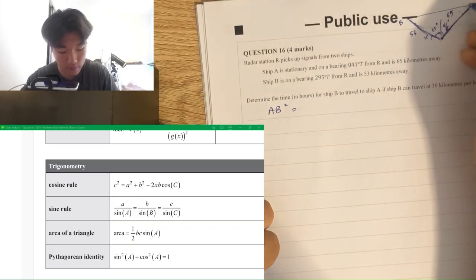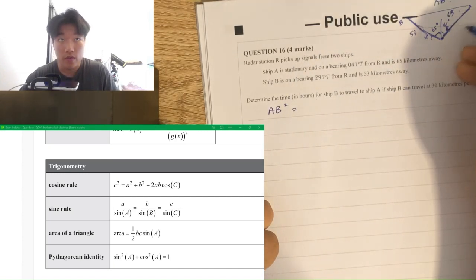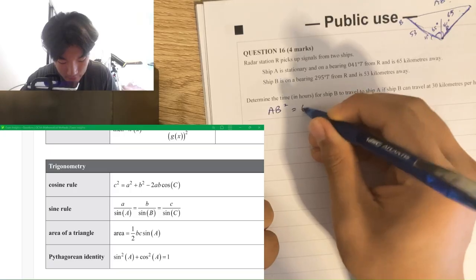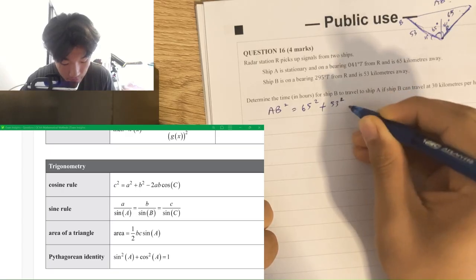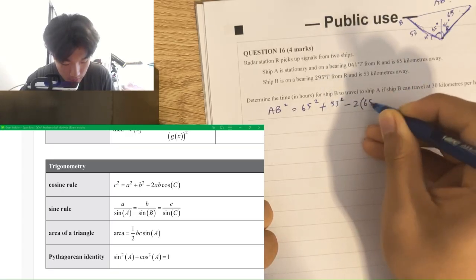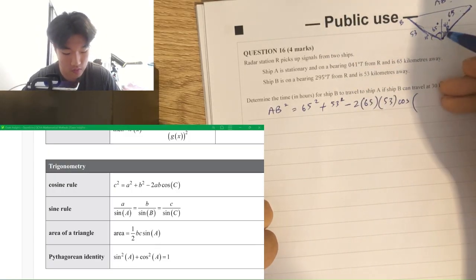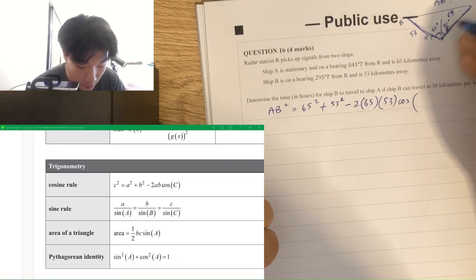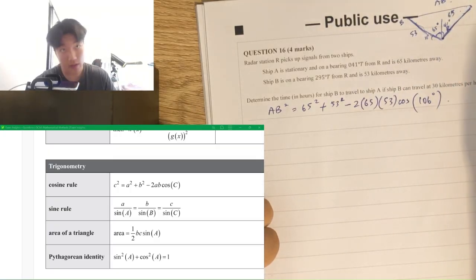So AB squared equals, we know this length, 65 squared, plus we know B, which is 53 squared, minus 2 times 65 and 53 cosine of the angle C, which in this case is this. So 65 plus 41 is 106 degrees. Okay. So now you just have this. You square root everything.